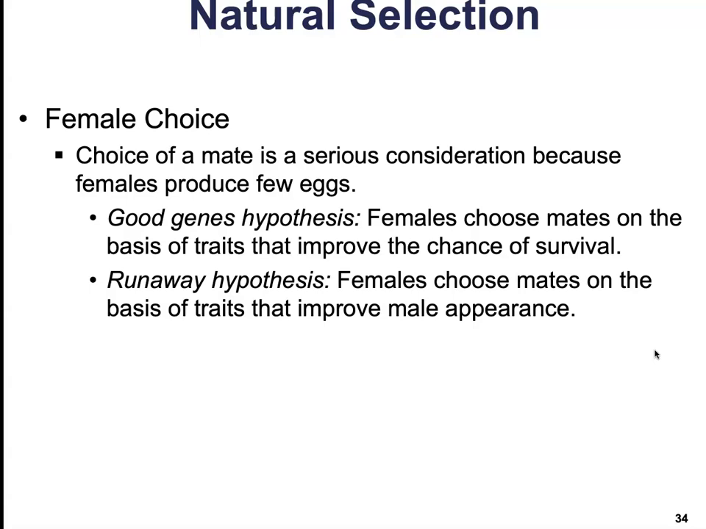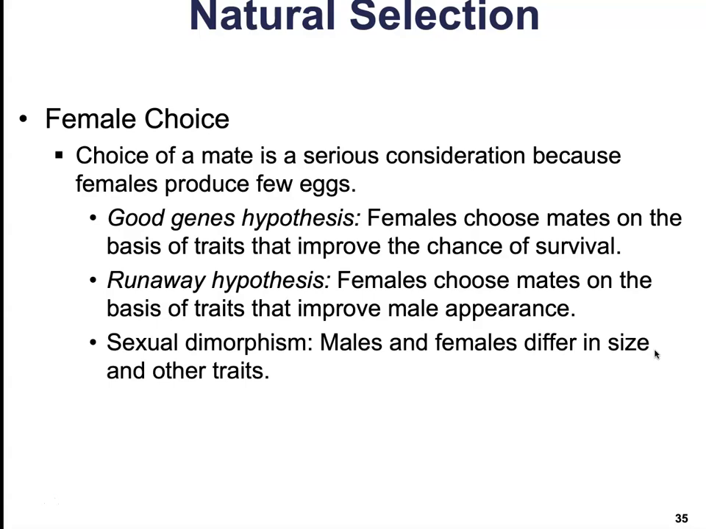The runaway hypothesis, we're going to see this a lot more in areas like tropical rainforests, where resources are abundant and life is theoretically kind of easy, in the sense that there's an abundance of food and a relatively low predation rate. In those cases, we're going to see females choose on the basis of traits that improve male appearance. This is why in the tropical rainforest we see so many bright colors and ridiculous mating dances and unusual mating calls and rituals, because females are going to choose on the basis of appearance.